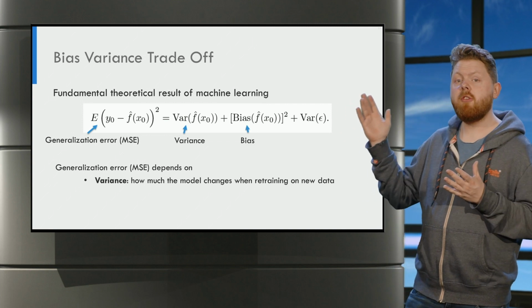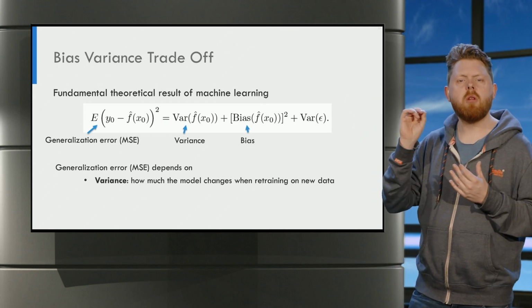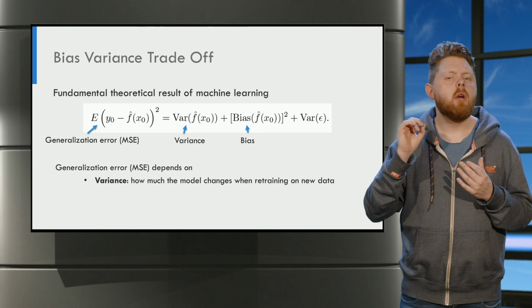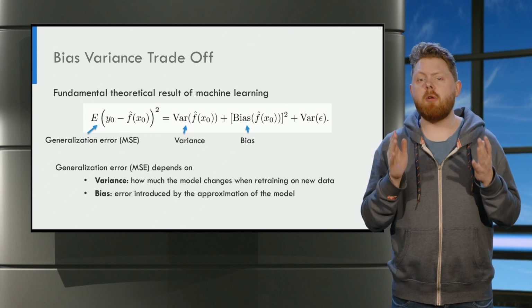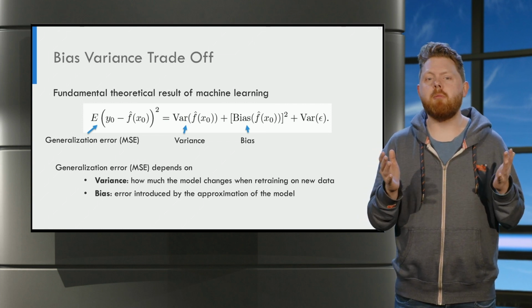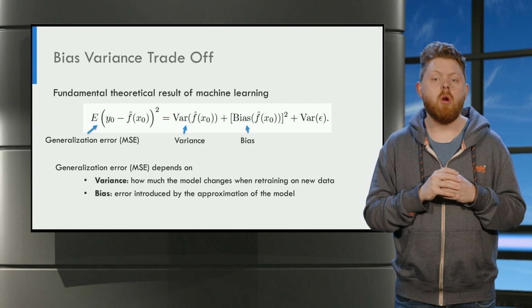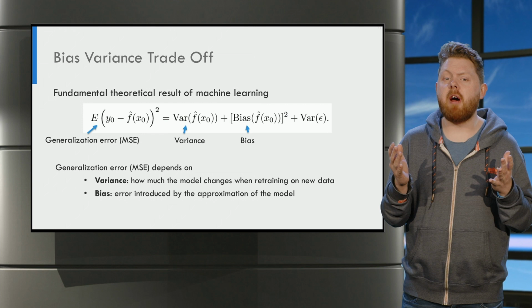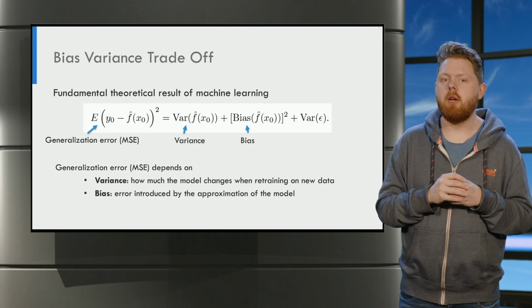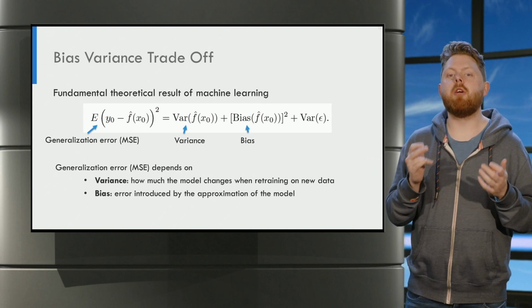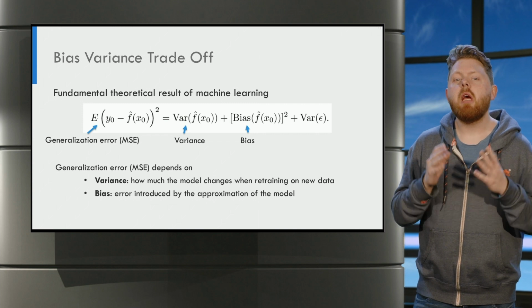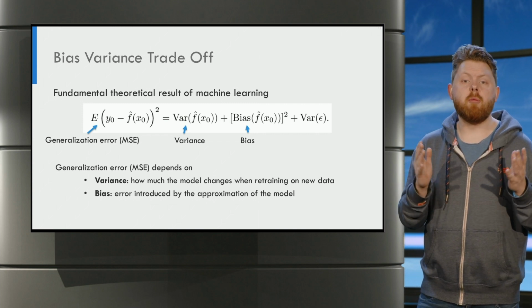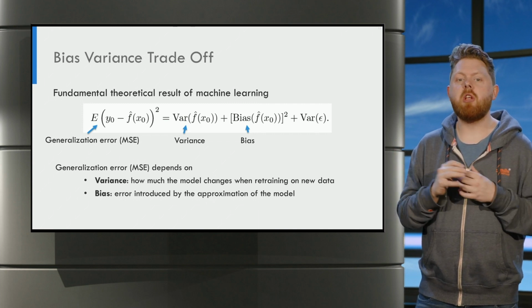The second term is called the bias. What does this mean? The bias means the error introduced by the approximation of your model. For example, maybe the underlying function that you try to find is quadratic, but instead you use a linear model. In this case, using a linear model introduces an approximation error.